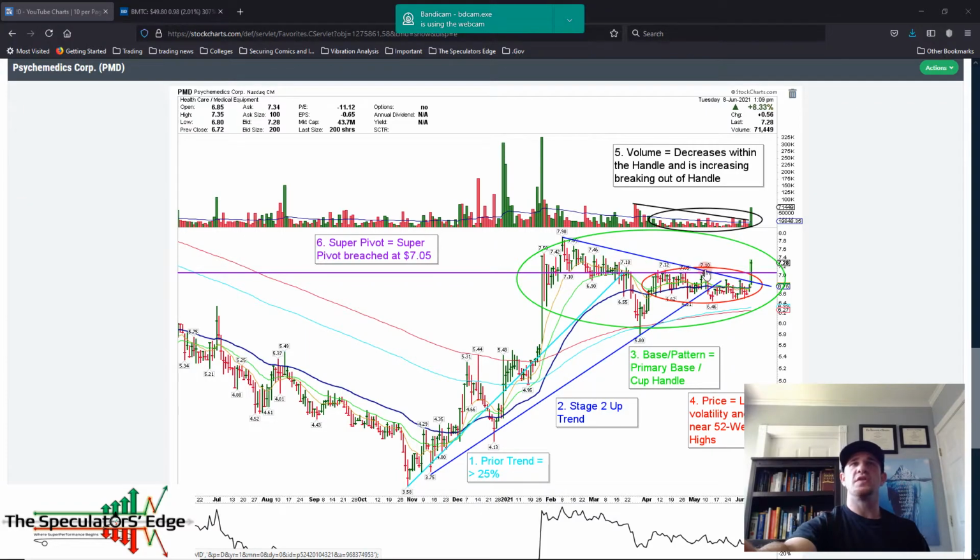The probability of this stock moving up to $7.90 within the next few days is high. So our super pivot is going to be at $7.05, which is right here. And of course, we cracked that. We made a high of $7.35 today, and right now we're at $7.28. So as long as it holds that $7.05, and hopefully it'll hold that $7.18 level right here, that'll give it even more high conviction.